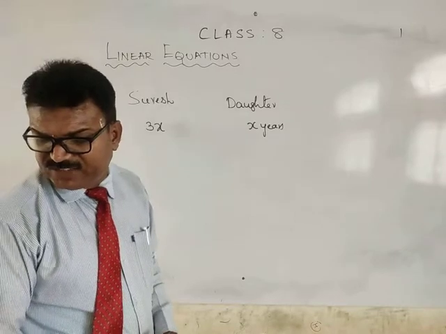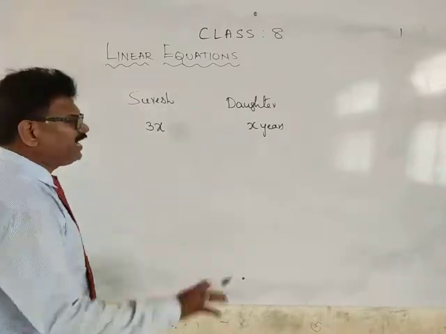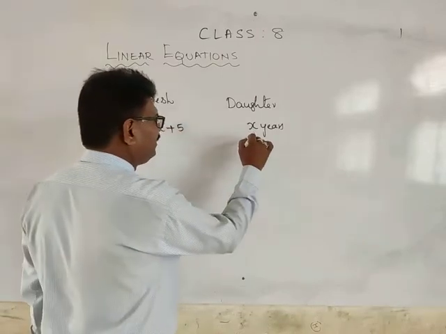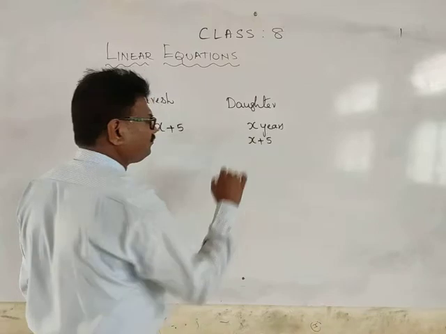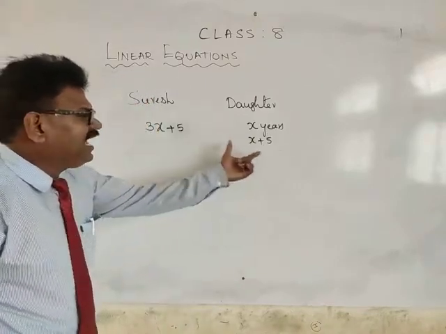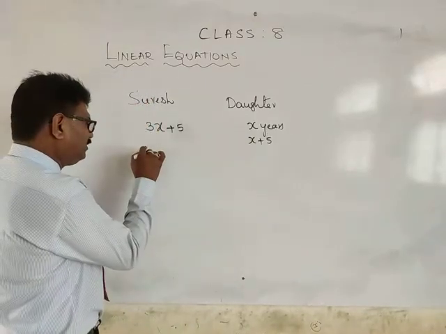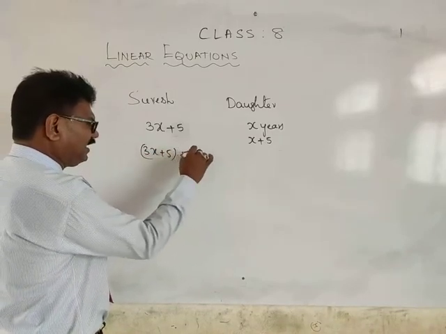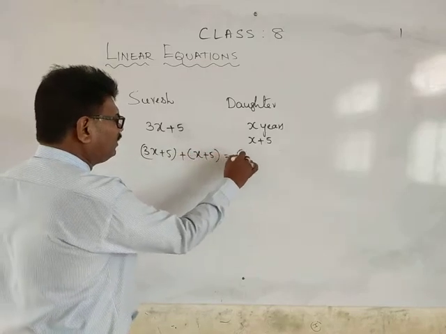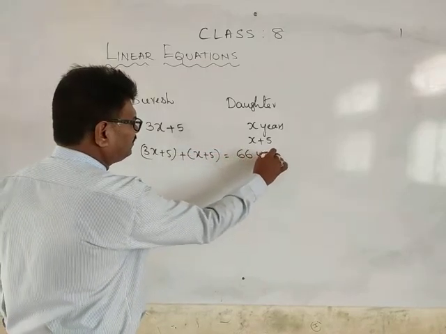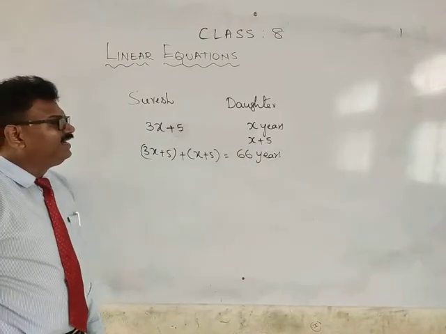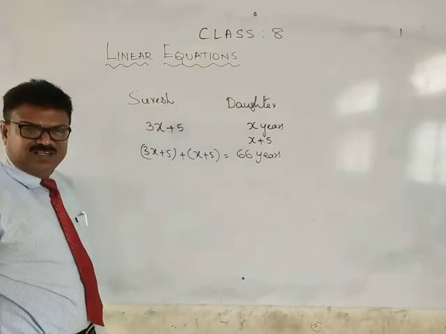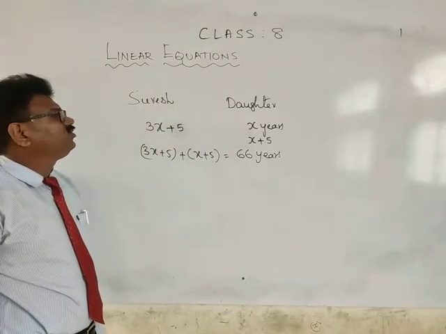After 5 years, their ages will be added. After 5 years means what? 3x plus 5. Here, x plus 5. Their ages added. Added means what? 3x plus 5 plus x plus 5. Added to 66 years. Then find the ages of Suresh and his daughter. Find the present ages of Suresh and daughter.